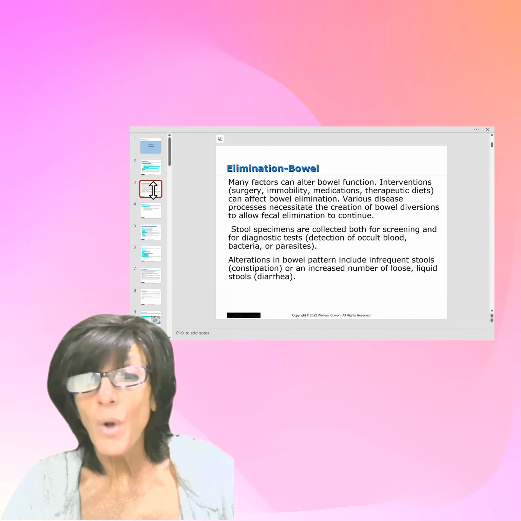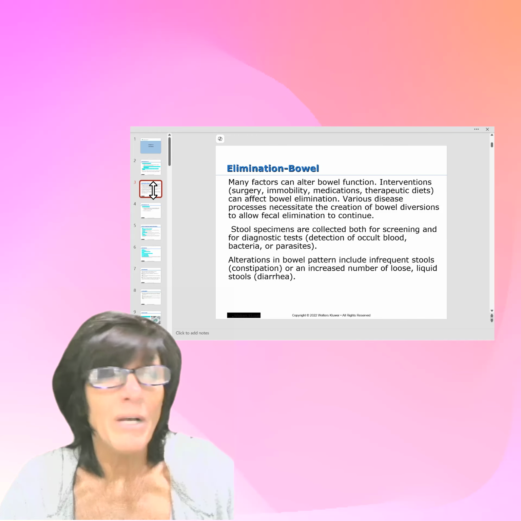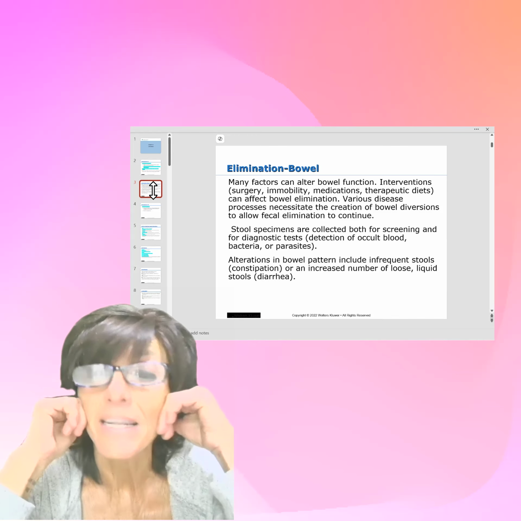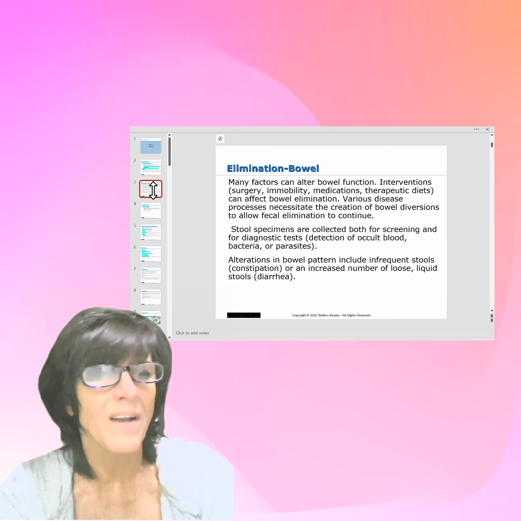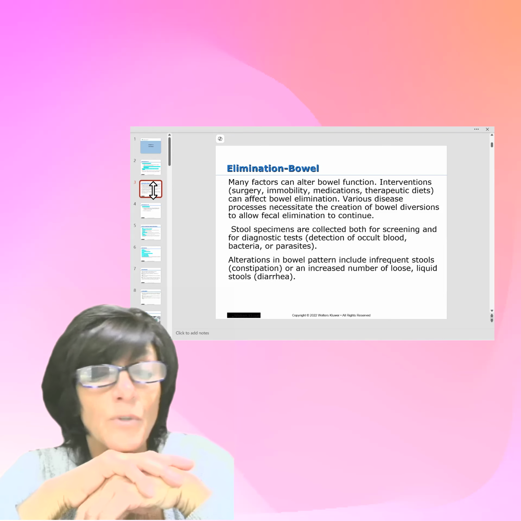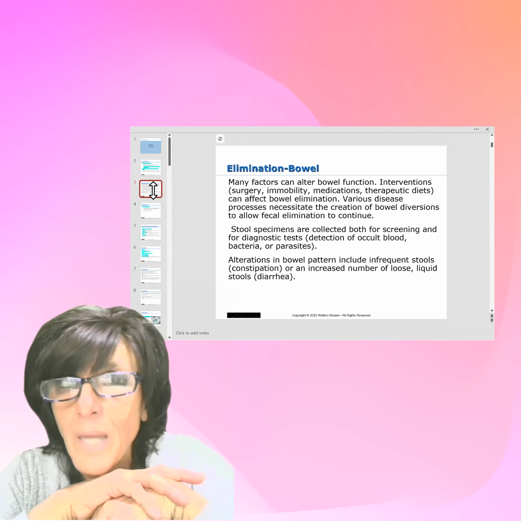So lots of things can alter bowel function. IVs, surgeries, immobility, medications, different diets, right? And diseases can sometimes cause us to create a bowel diversion, in other words, an ostomy. Stool specimens. We collect stool specimens for screening and for diagnostic tests. Sometimes we're looking for occult blood.